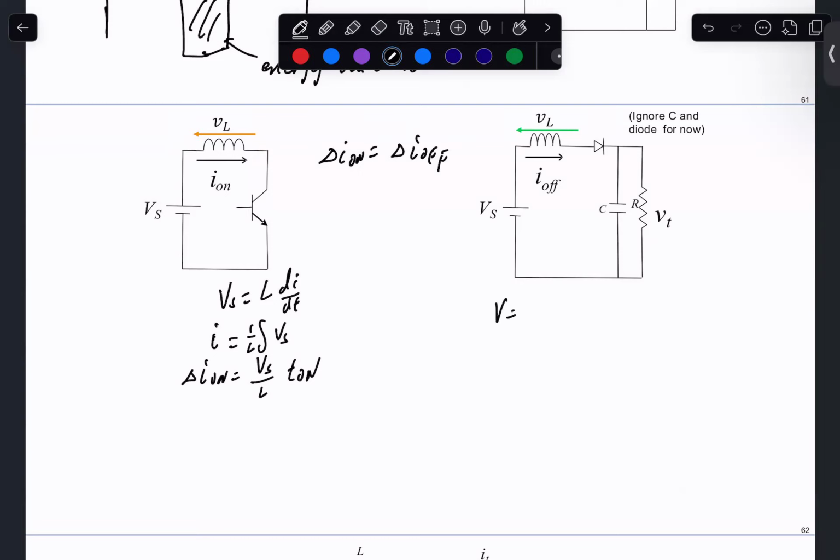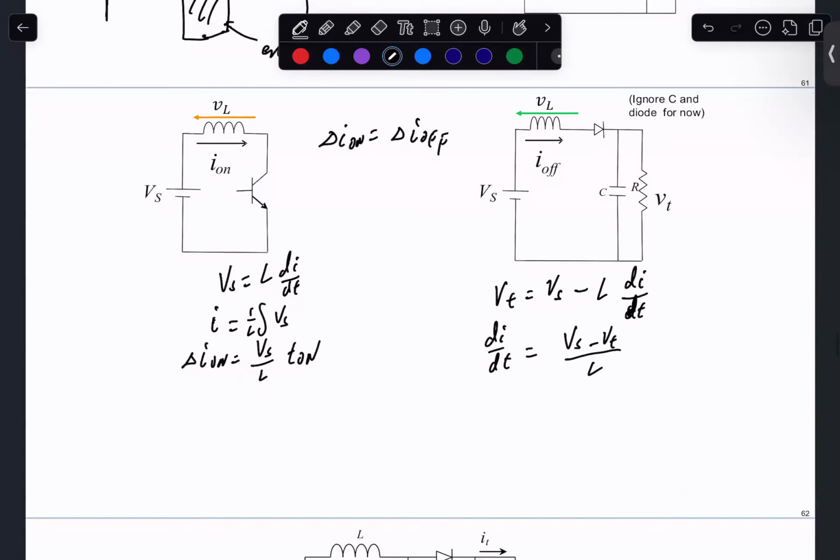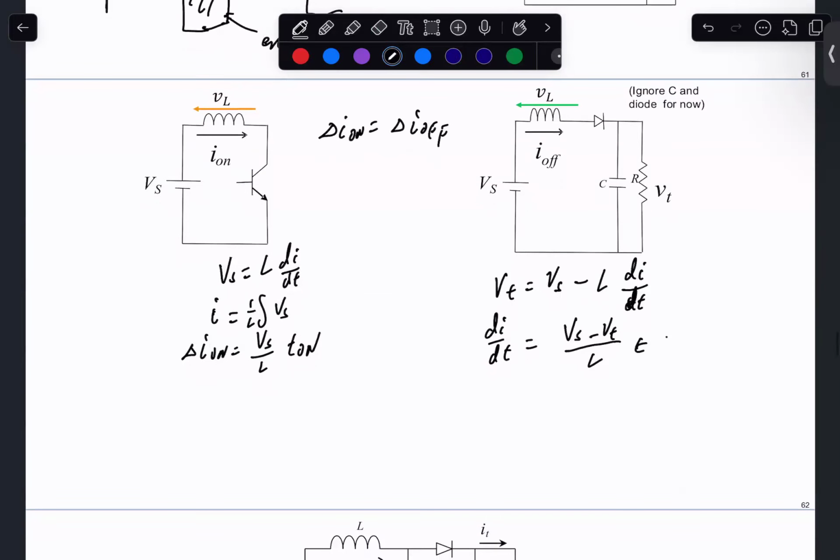And in this case, we have Vt equals Vs minus L di dt. Writing it this way, di dt is Vs minus Vt over L. We're going to approximate this to be approximately constant. And then I off is just proportional to Vs minus Vt over L times how long this thing is off.